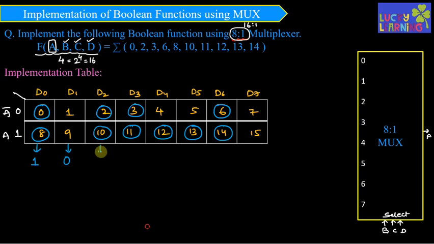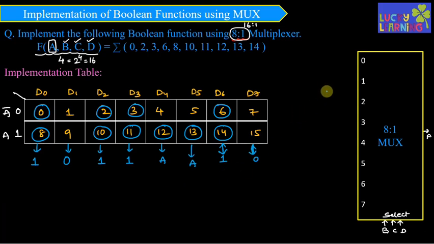2 and 10 are circled, so it is represented with logic 1. 3 and 11 are circled, so it is represented with logic 1. Only 12 is circled, and 12 is under the A row, so data input 4 will be A. And here 13 is circled, that is 13 is under A, so data input 5 is A. And 6 and 14 both are circled, so it is 1. 7 and 15 are not circled, so it is 0, right? Now connect the data inputs.